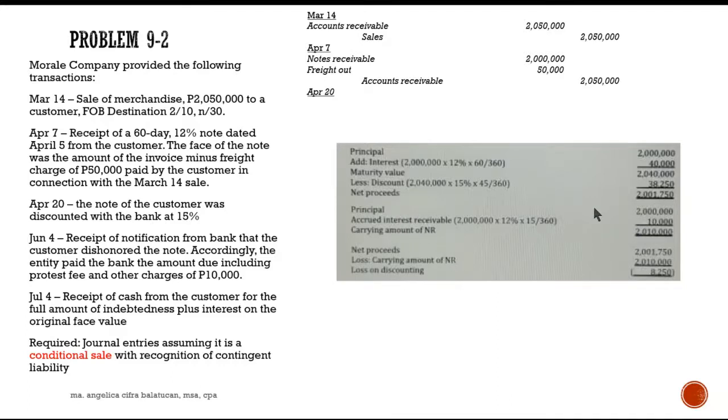Okay, next is we need to get the carrying amount in order to compute the gain or loss on discount. So the principal is 2 million and the accrued interest receivable is equivalent to 2 million times 12% times the expired portion, which is 15 days.